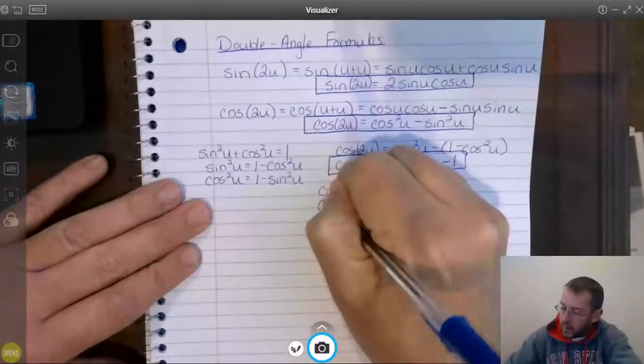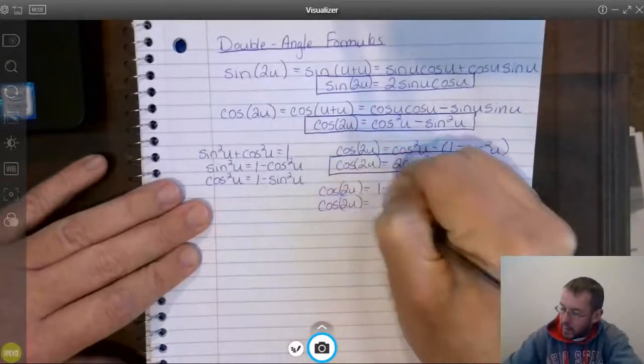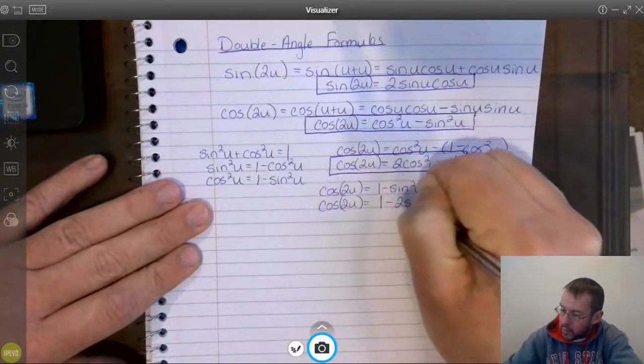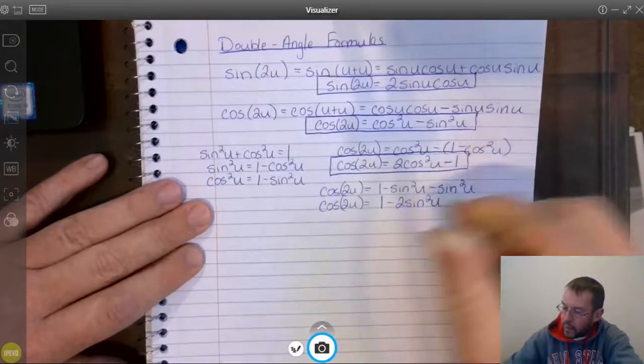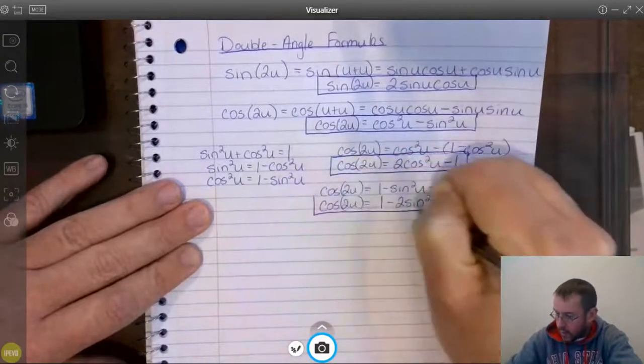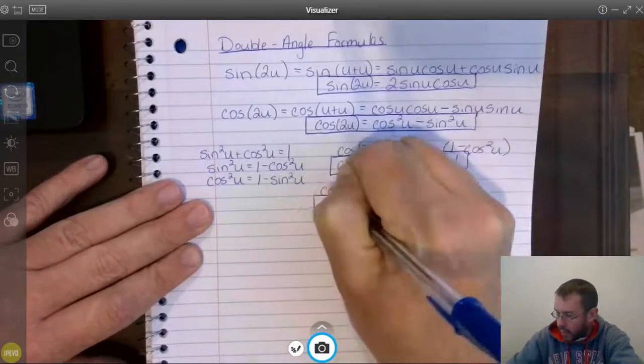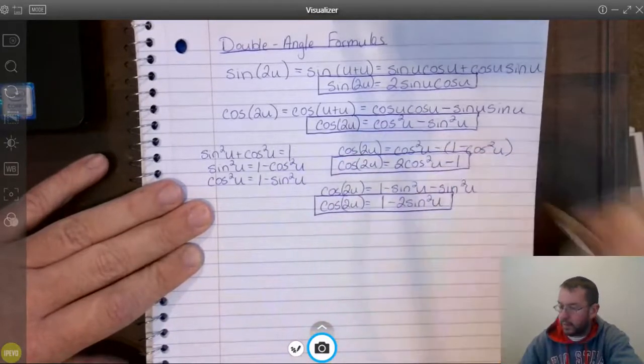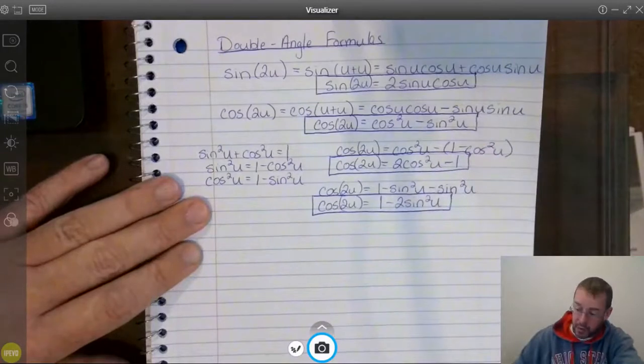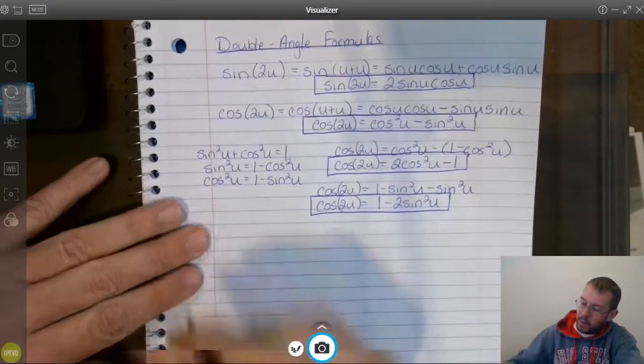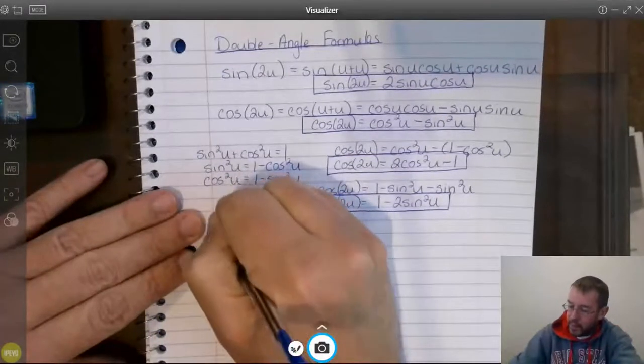So we're going to get 1 minus 2 sine squared u. So here's our third and final form of the double angle formula for cosine. All right, next we'll move on to tangent.